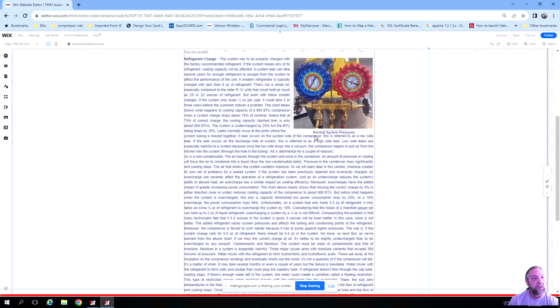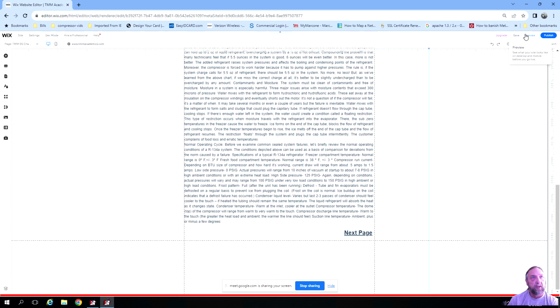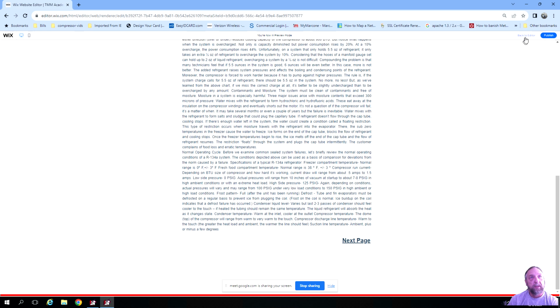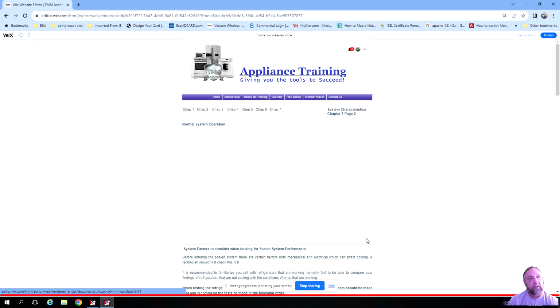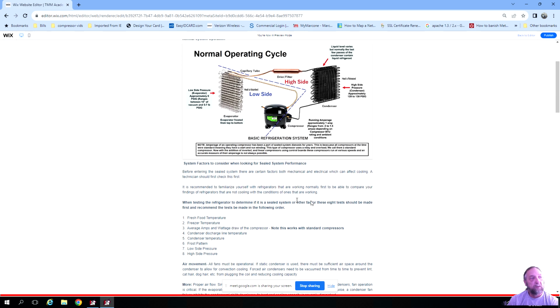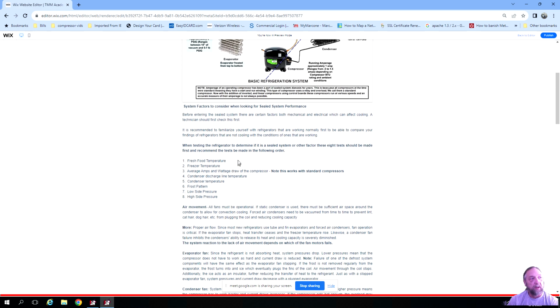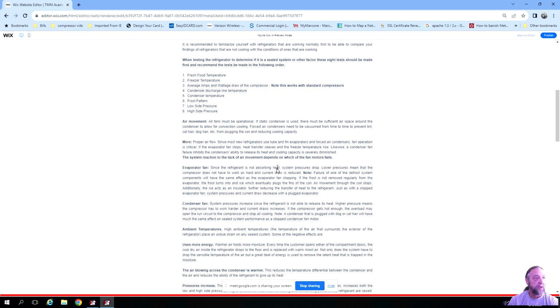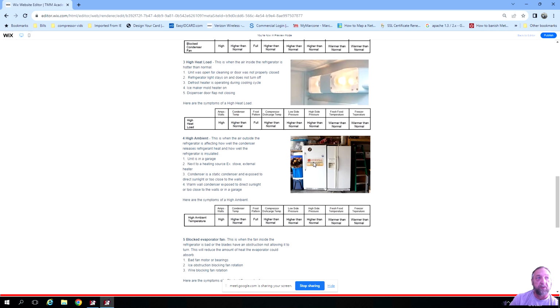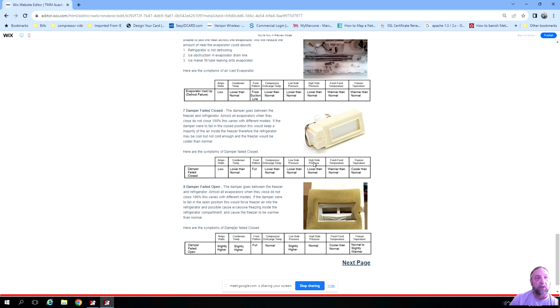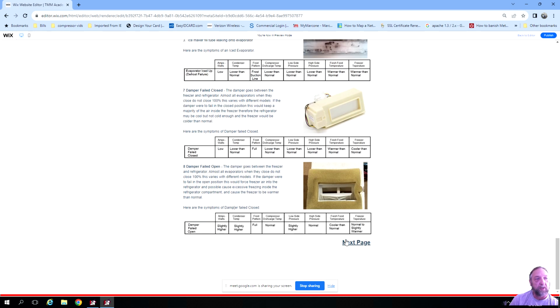So chapter 5, we start talking about refrigerant gauges, temperature pressures. Then we get into things to look for when you're looking for a sealed system problem. What do you check first, second, and third? And then I give you examples of things that may look like a sealed system problem that are not sealed system. And you can see all these here and an explanation of it.